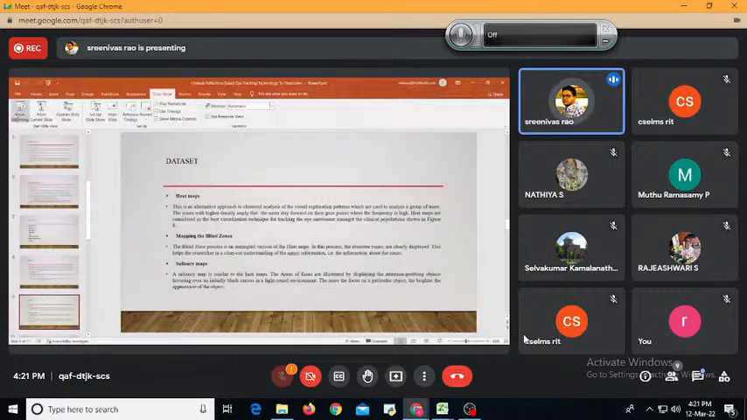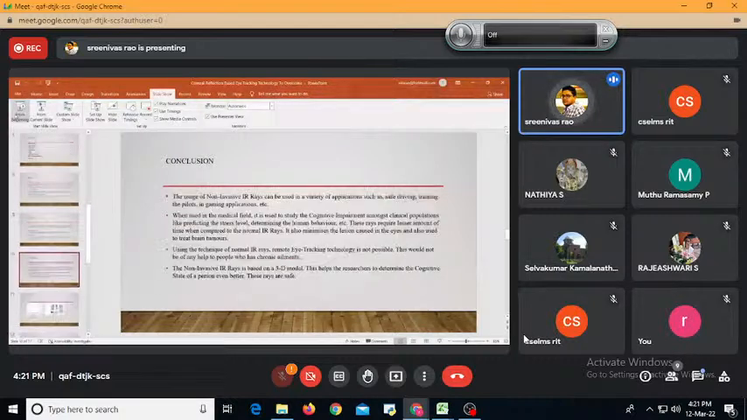The conclusion is that non-invasive IR rays can be used in a variety of applications such as safe driving, training pilots, and gaming applications. When used in the medical field, it is used to study cognitive impairment amongst clinical populations, like predicting the stress level, determining human behavior, etc. These rays require lesser time when compared to normal IR rays. It also minimizes the lesion, that is the injuries caused in the eyes, and is also used to treat brain tumors.